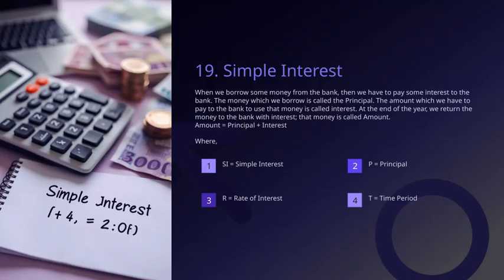When we borrow money from the bank, we usually have to pay some extra amount called interest. Now, the money we borrow is known as the principal. The interest is essentially the cost of borrowing that money. At the end of the year, we pay back the original amount plus the interest, and this total is called the amount. The key formula to remember here is that the amount equals the principal plus the interest.